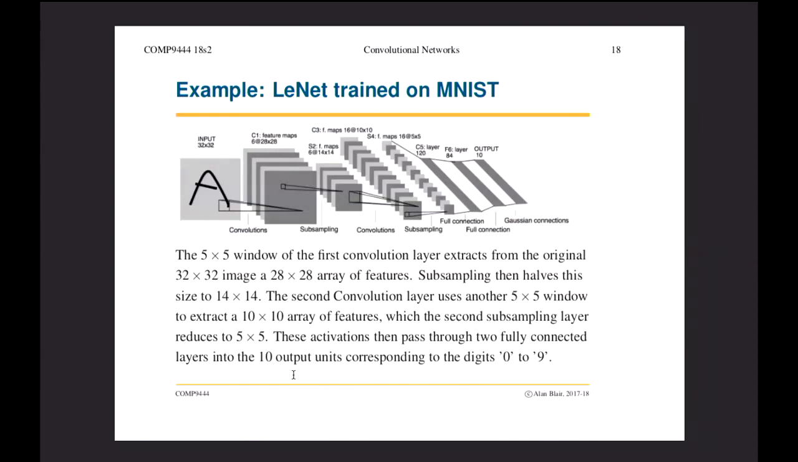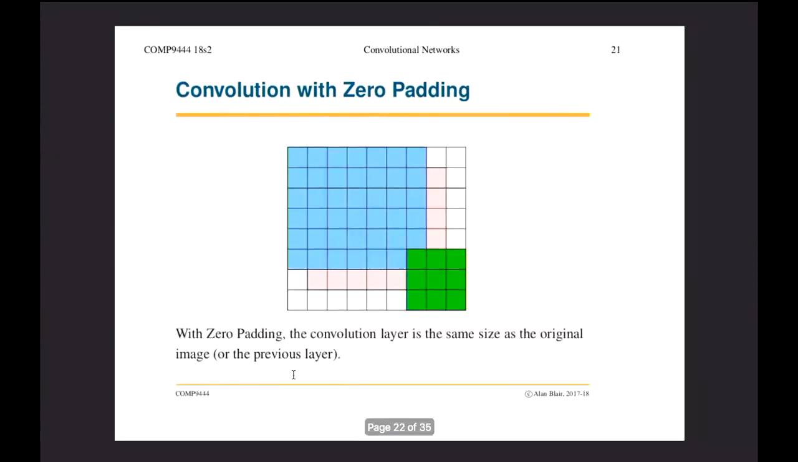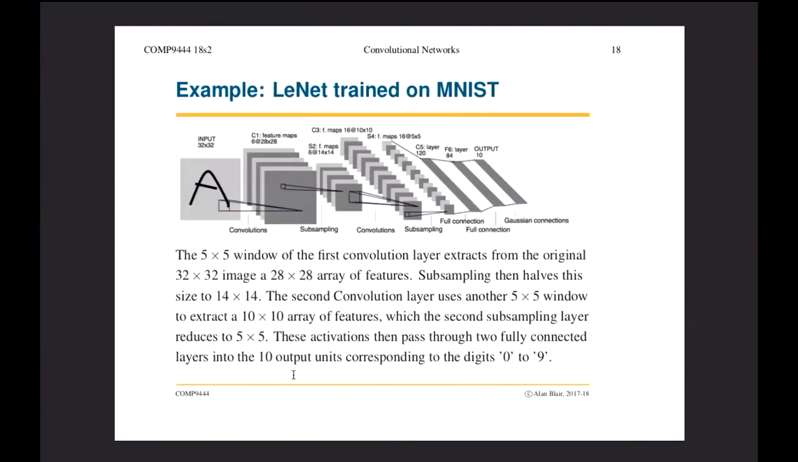Good. Okay, I think we'll take a 10-minute break now, and then we'll talk about padding and stride. I've got a question about the exercises.